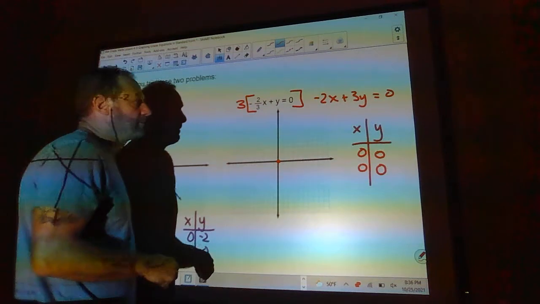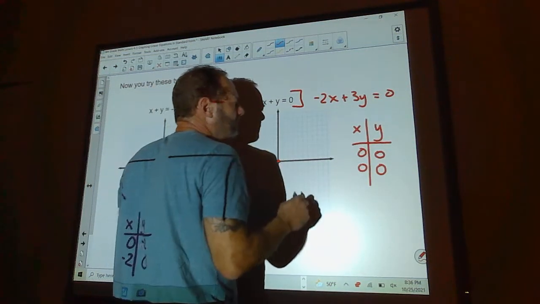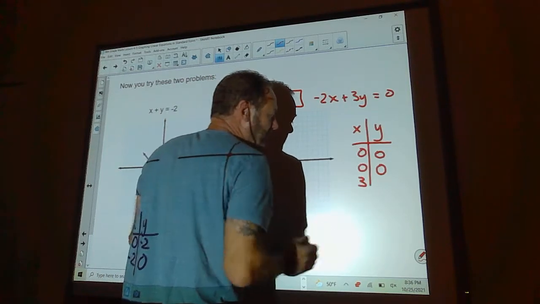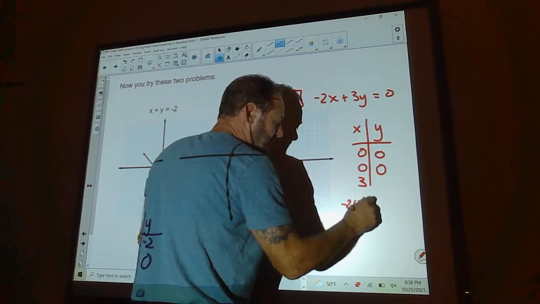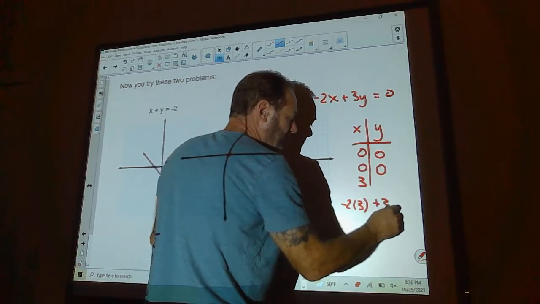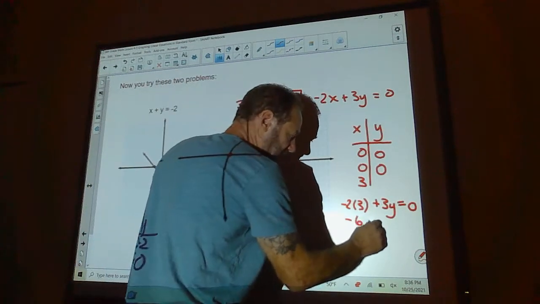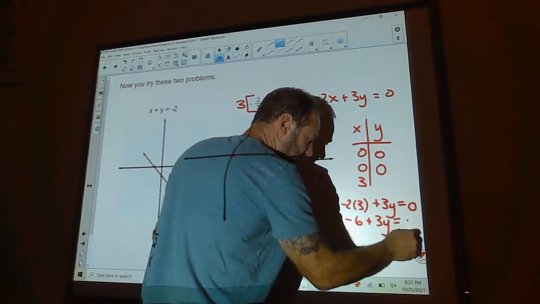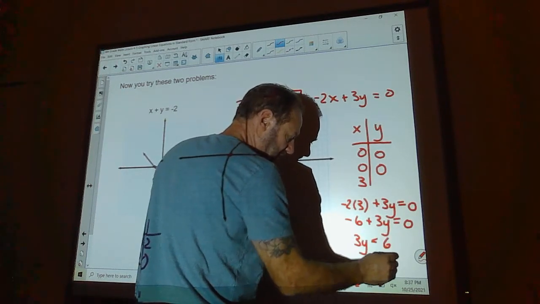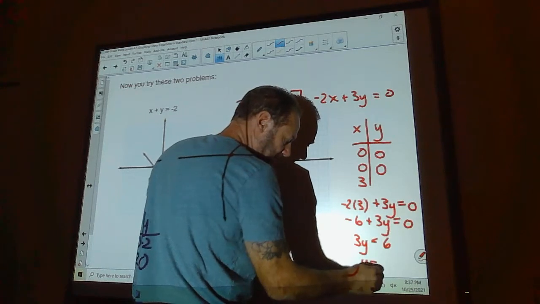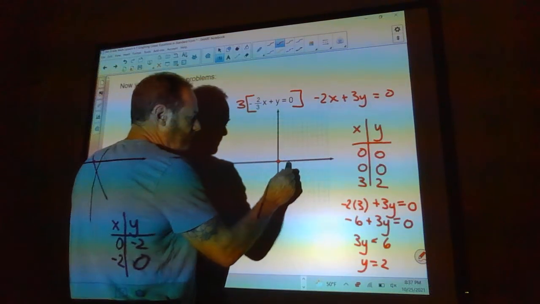I'm not going to pick a point too big, but let's say I picked x was 3. So then I get negative 2 times 3 plus 3 times y is 0. So negative 6 plus 3y is 0. Add 6 to both sides. 3y is 6. Divide by 3. y is 2. So I get the point 3, 2.